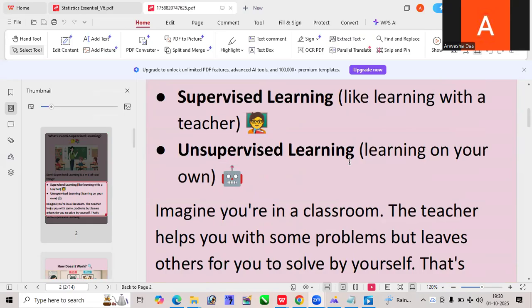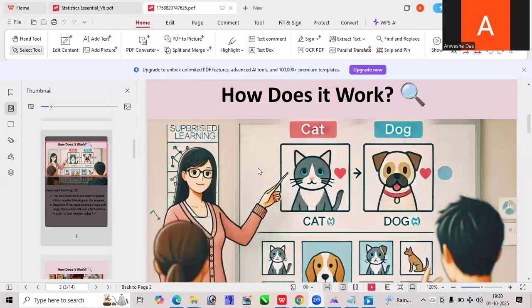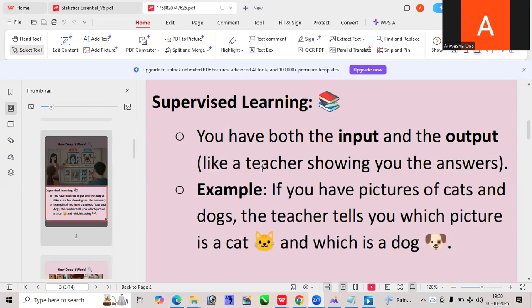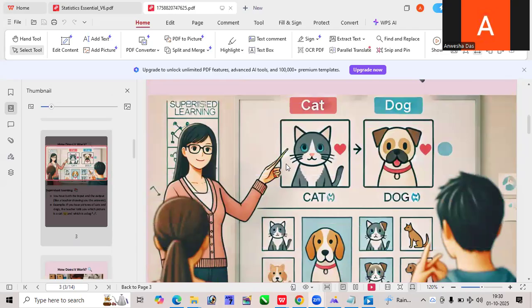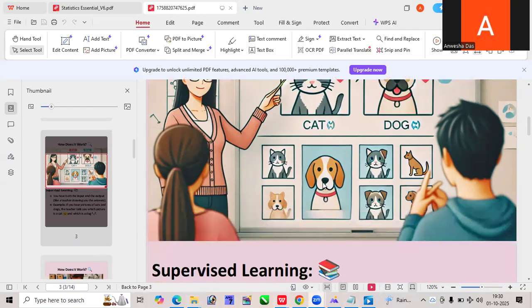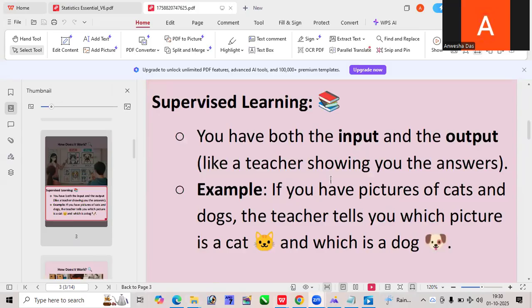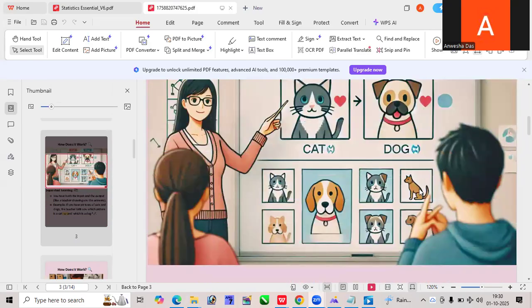Consider you are learning from your teacher. That is the part of the supervised machine learning algorithm. In that particular supervised machine learning algorithm, there is both input and output data, like a teacher showing you the answers. Okay. So here, if you consider this particular example, the teacher is explaining what is the cat and what is the dog. And if you have a picture of cats and dogs, the teacher tells you which picture is a cat and which picture is a dog.